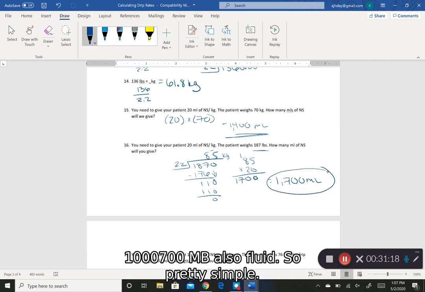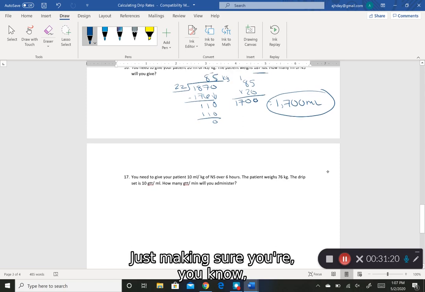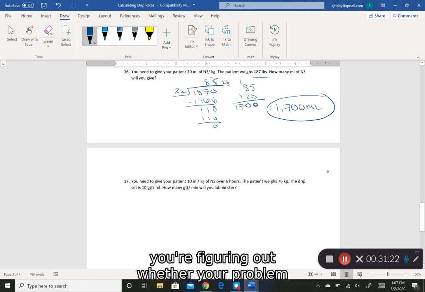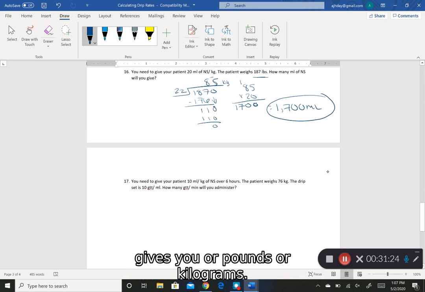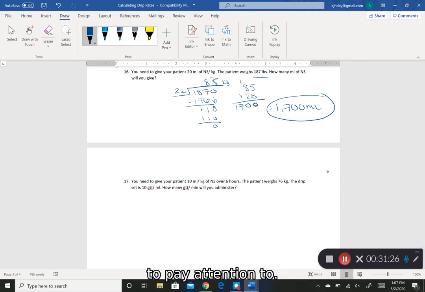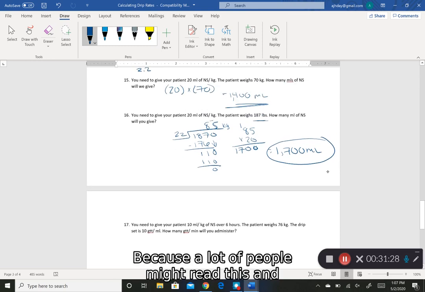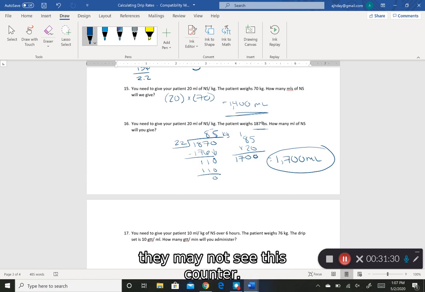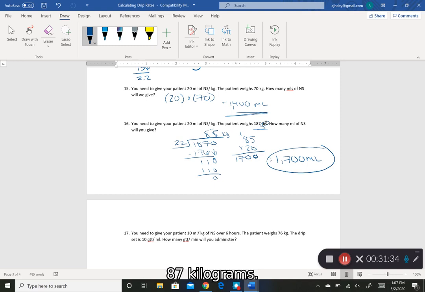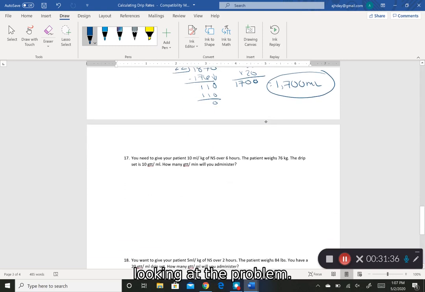So pretty simple. Just make sure you're figuring out whether your problem gives you pounds or kilograms. That's a really important thing to pay attention to, because a lot of people might read this and not see the pounds here, and they might just say, oh, they're 187 kilograms. So just make sure you're looking at the problem.